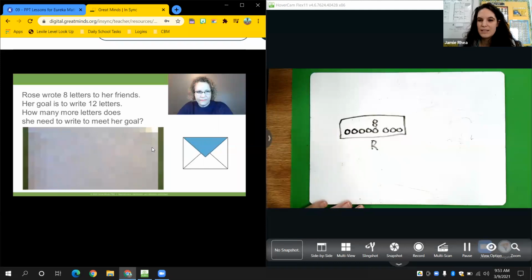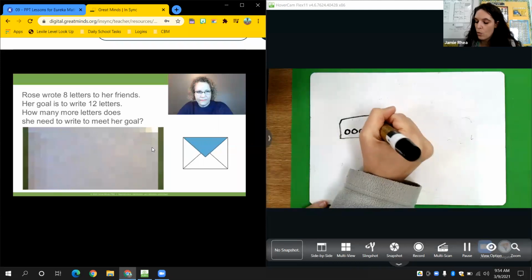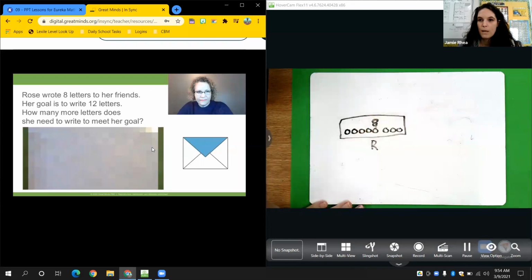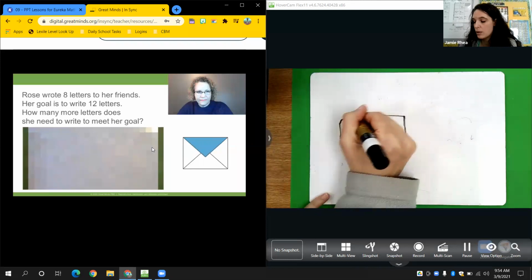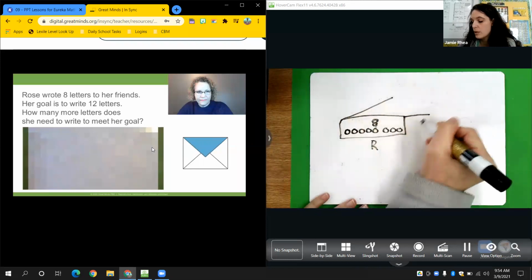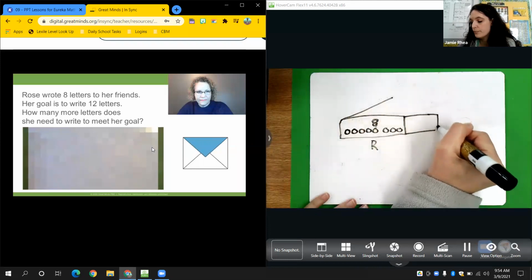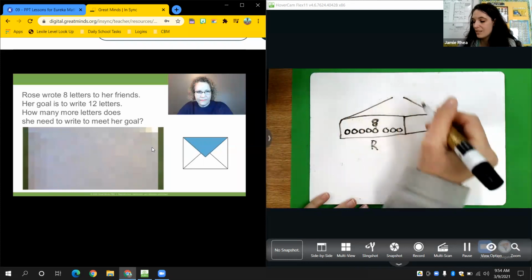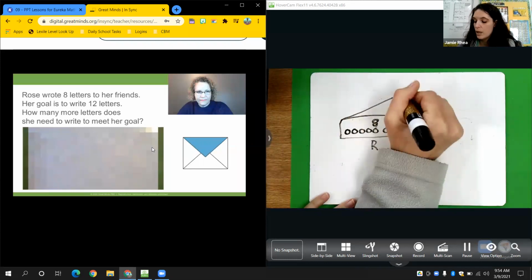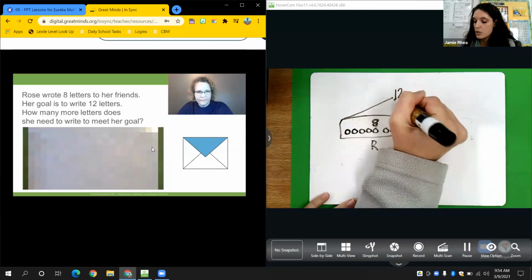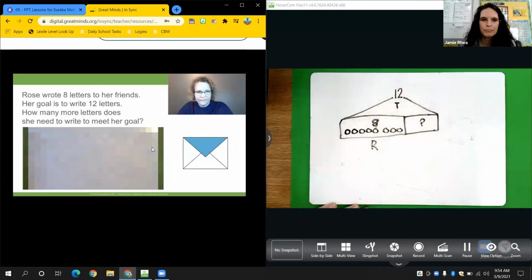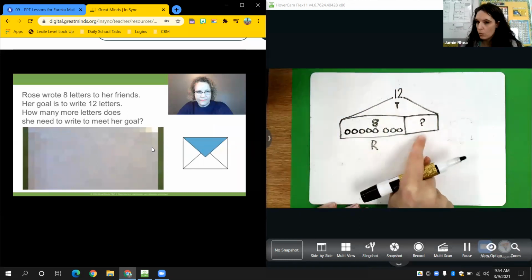Now, that 12, is it a part or a whole? That's her goal, is to have a total of 12 letters. So we're going to put her up here. So I'm going to put a little box over here because I don't know how many are over here. And I'm going to put 12. And that's my total. That's my goal. So how many more letters does she need to write to meet her goal? Well, we don't know that.